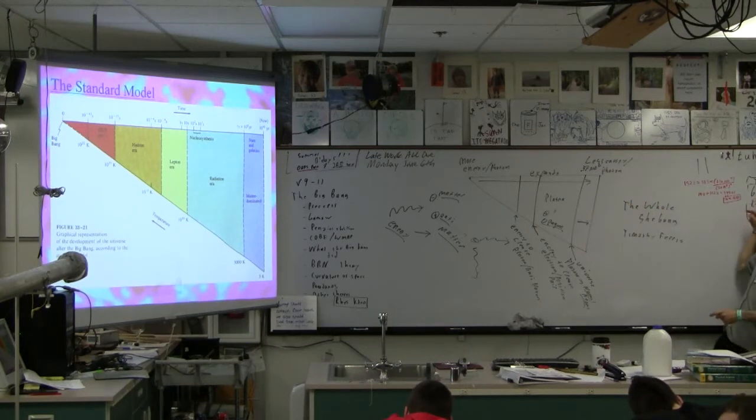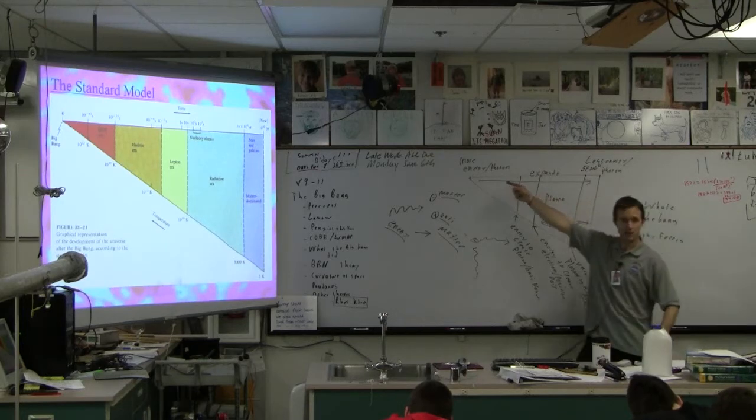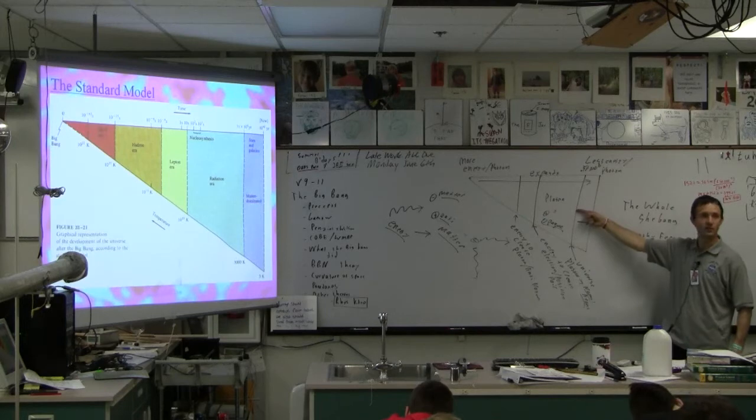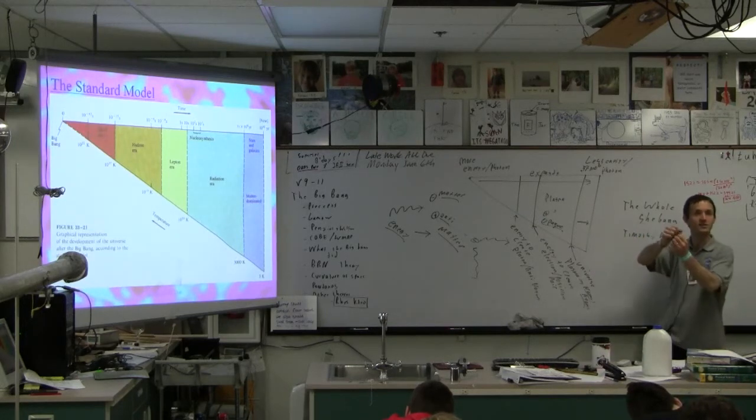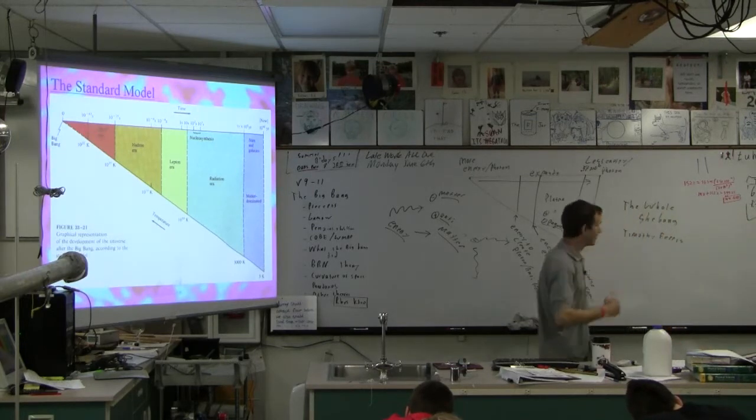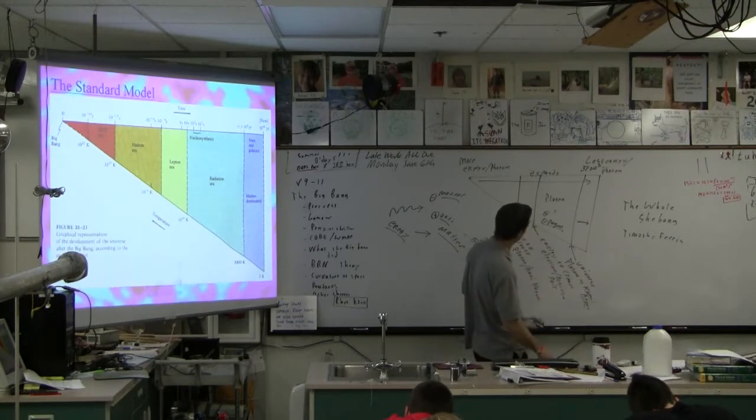When we look back, we do not see this moment of creation. We can't see that. But we see this point right here, and this is called the photon decoupling. We see the universe at the instant it let the photons go free. It goes from plasma to normal atoms.